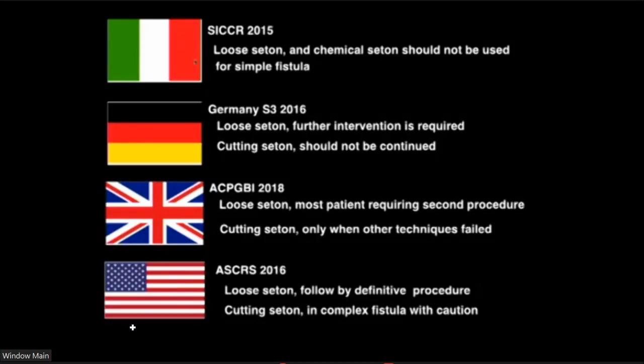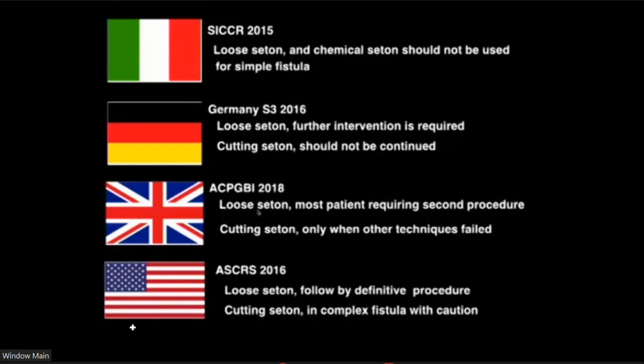Let's have a look at the international practice of seton. Italy, they said they use loose seton. They do not recommend chemical seton, I mean Sutra from India, for simple fistula. It means that they do not discuss the high fistula. In Germany, they said loose seton and require second operation. Cutting seton should not be continued. In Germany, they said no cutting seton.